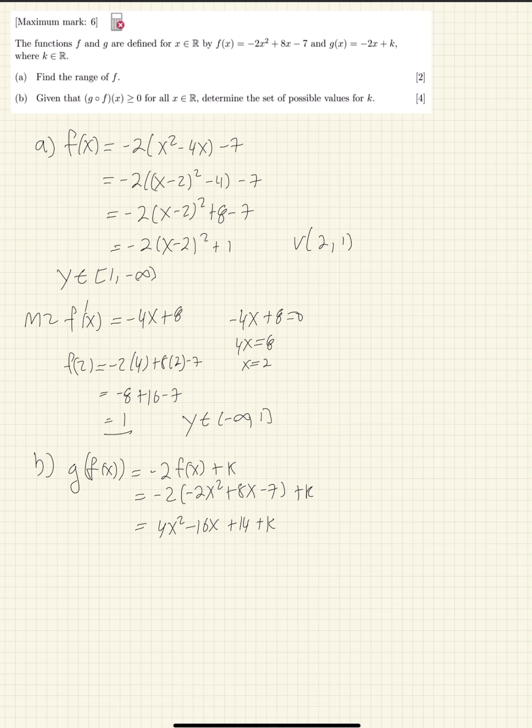Well, at this point, it would be easiest if we could factor. So again, two separate methods. The first one is if we can complete the square, then what we'll get is a format where we can see all the values of k, where we just want the y value of the vertex to be greater than 0.